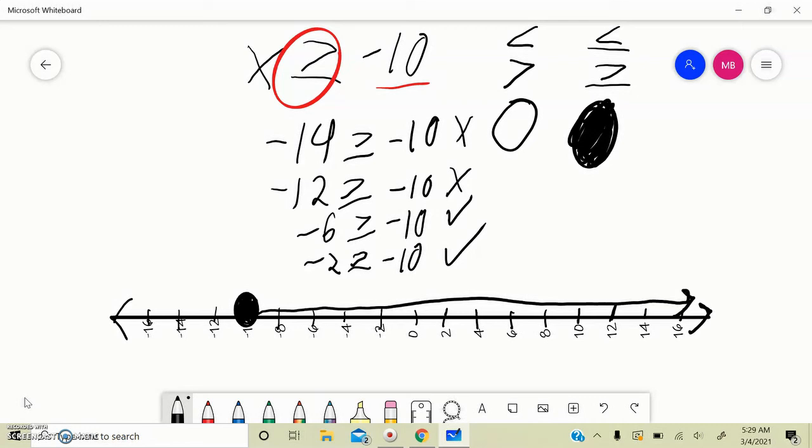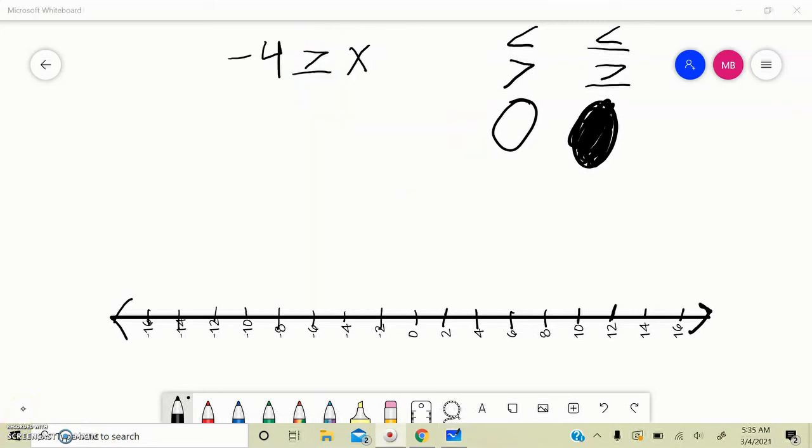We'll take a look at one more example. The last inequality I want to take a look at is negative 4 is greater than or equal to x. So when I look at this inequality, I can immediately go ahead and plot my closed circle on my number line. Now I want to check my numbers and see which way my line is going to go. So I have negative 4. I'm going to try out a number. Let's try out negative 2. Is this a true statement? Is negative 4 greater than or equal to negative 2?